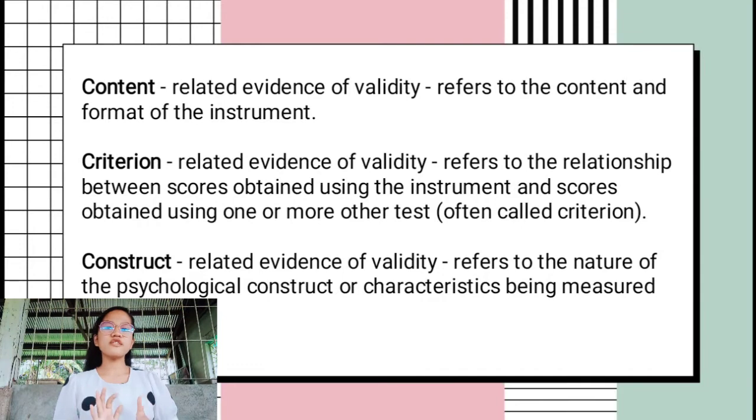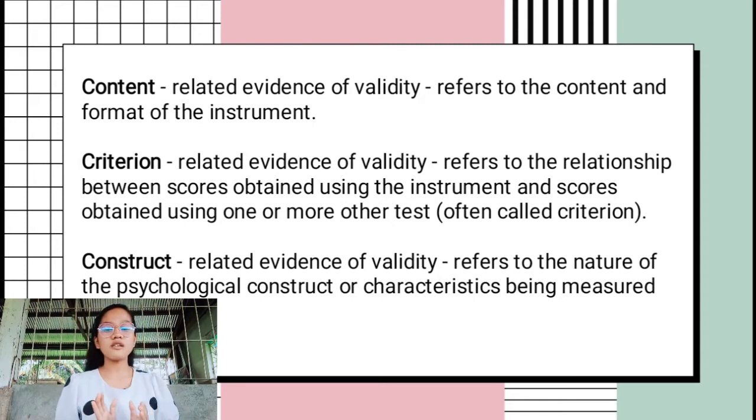Criterion-related evidence of validity refers to the relationship between the scores obtained using the instrument and the scores obtained using one or more other tests, often called criterion. How strong is this relationship? How well do such scores estimate present or predict future performance of a certain type?